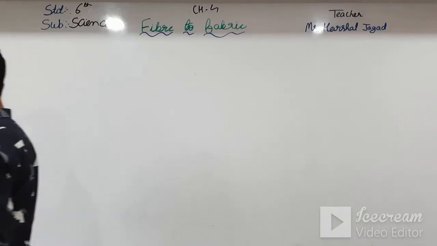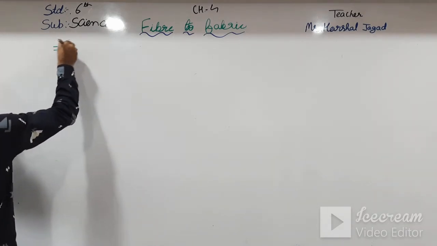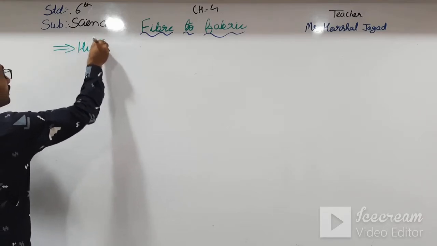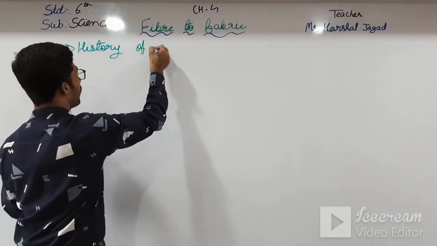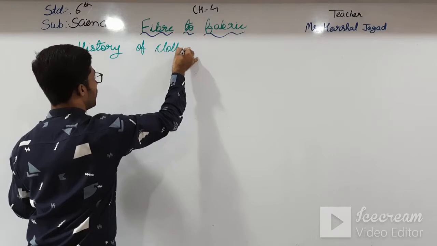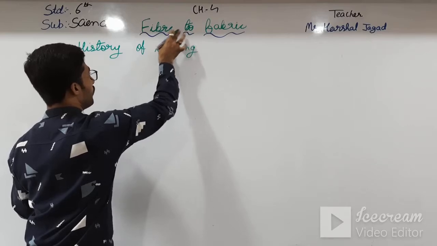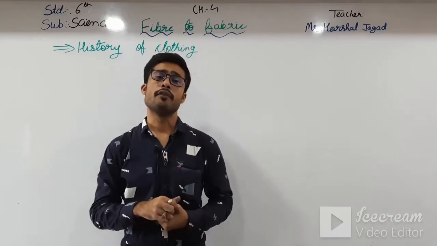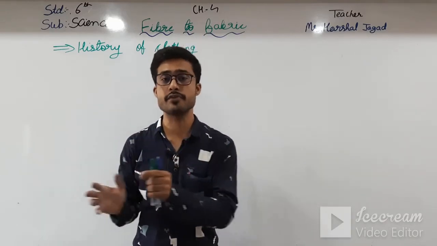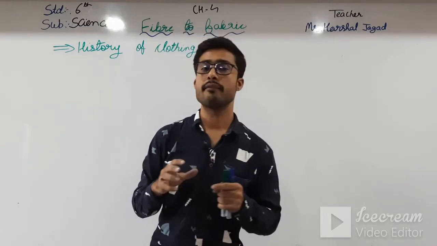What is this? Let us see it. See here, first of all, history of clothing. That topic is given in your textbook. History of clothing. Okay students, so first of all we will discuss its history, that how the clothes are formed. Okay students, let us see one by one the points.